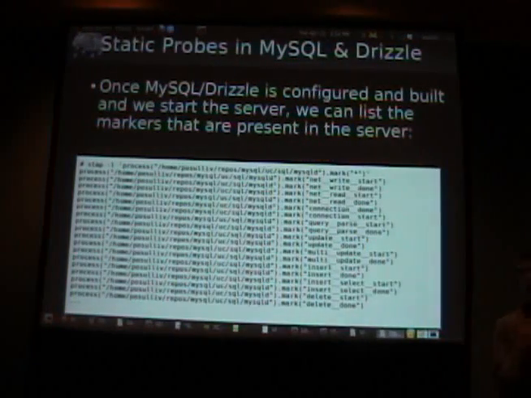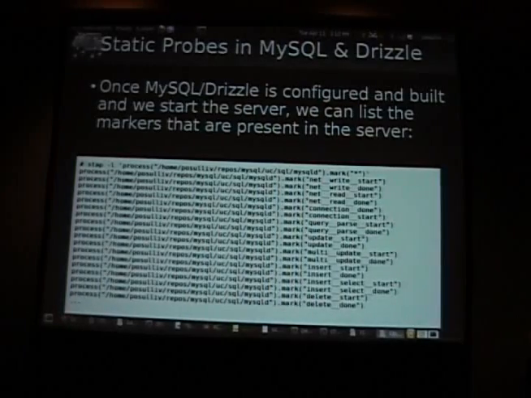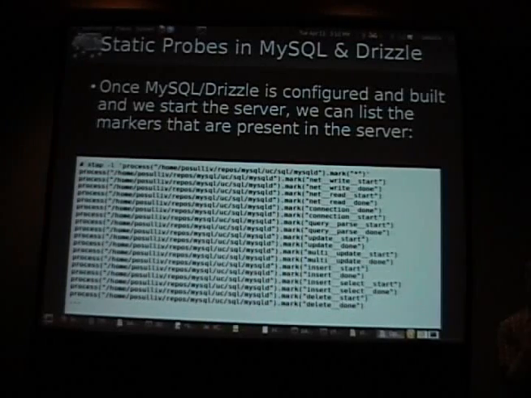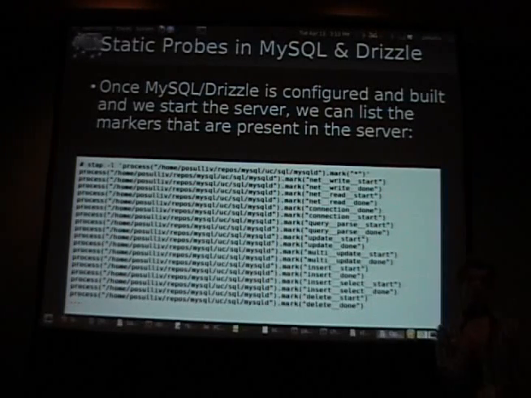So assuming that autoconf, configure and build work fine, and we're able to build MySQL from source, you want to be able to verify that all the probes are actually present. So stap -l lists the markers that are present in the process, and you give it the path to the running process. It supports regular expressions on markers. So here I use the asterisk to show me all the probes, and it will print out all the markers that are available in your process.